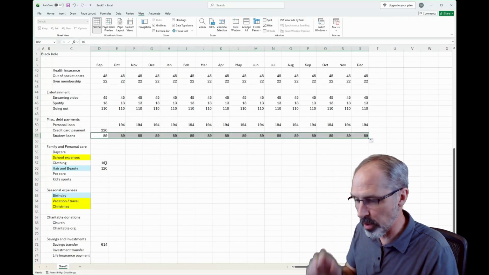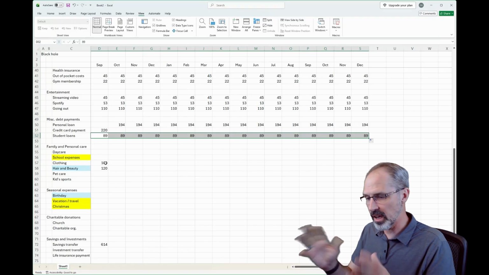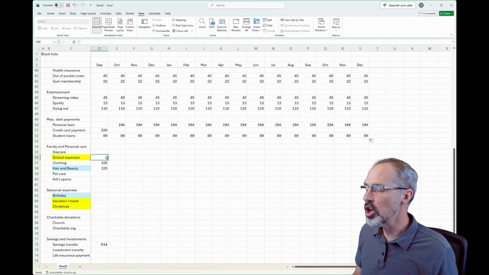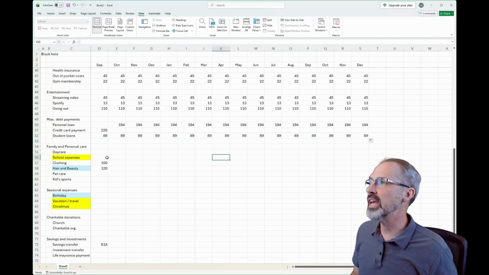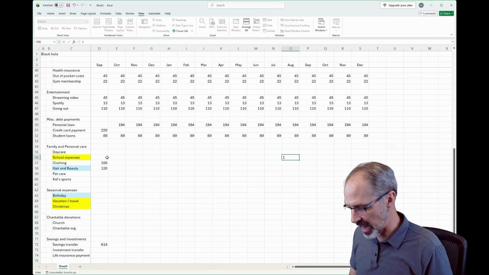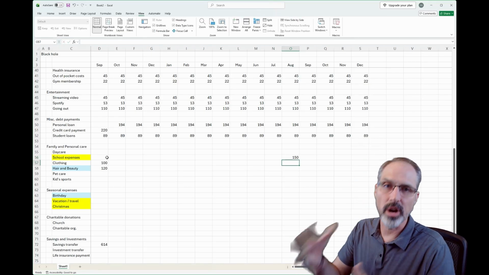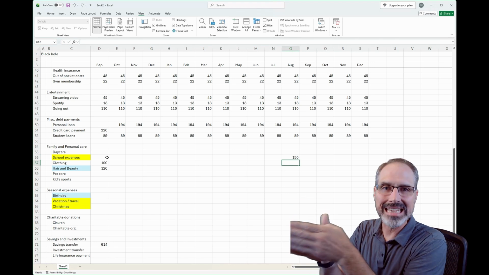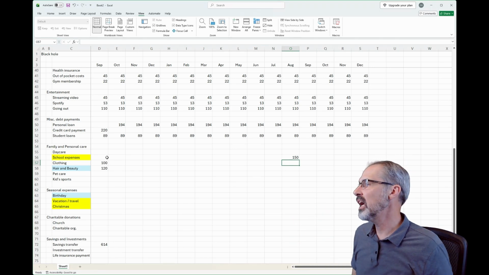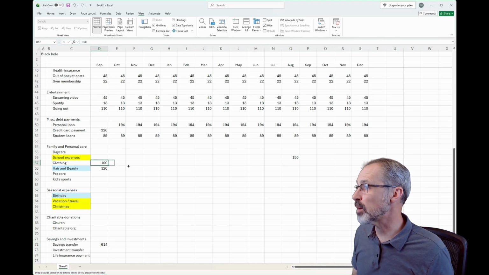And this is where we get to some of the unusual expenses. So school expenses. It feels like every August they end up having to spend about $150 to get their kids ready for school and whatnot. So we're going to stick that into August of next year. And the clothing, we're just going to pull that across.